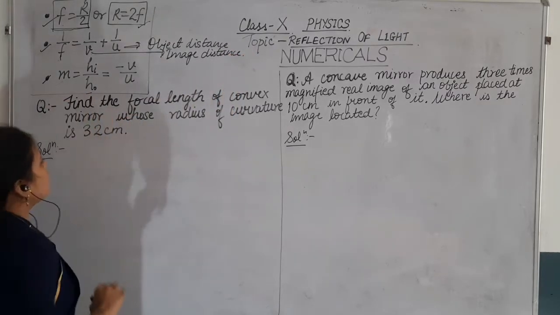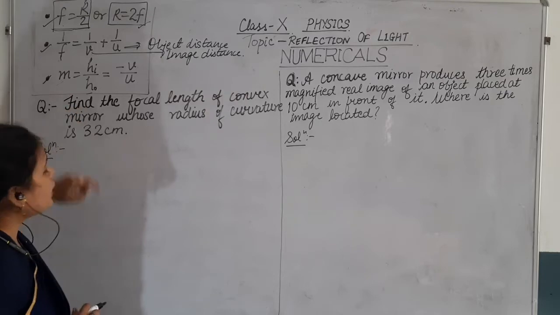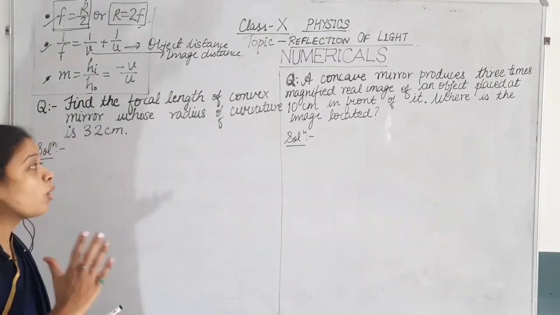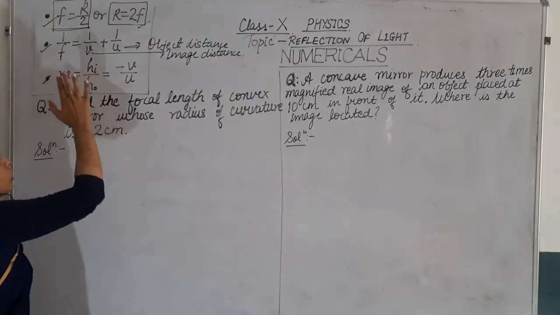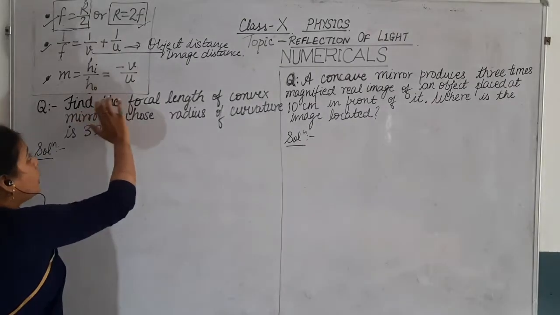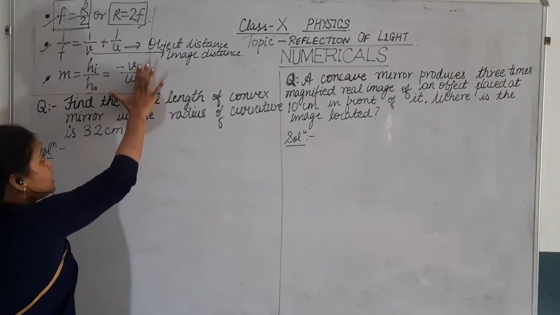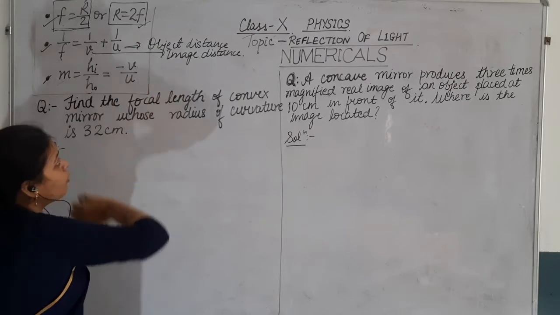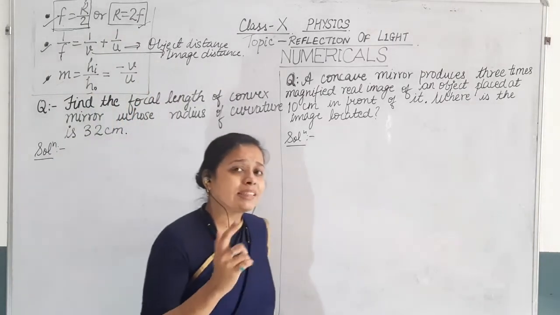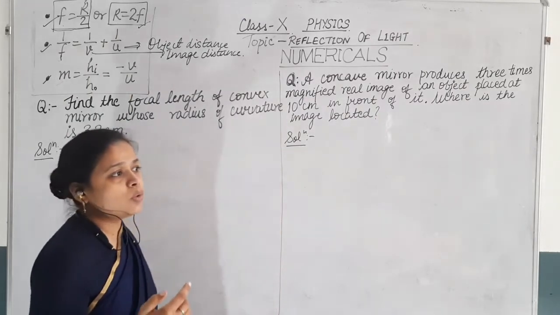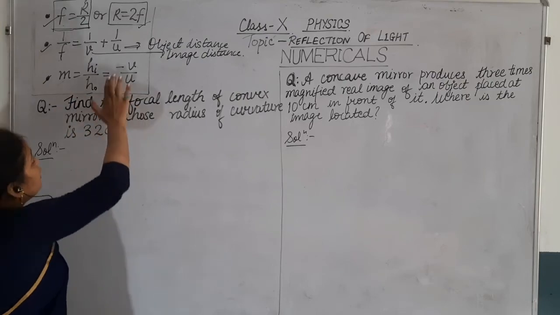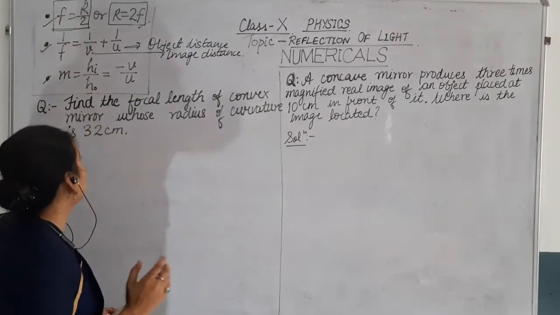And here is the magnification of a mirror, which is given as the ratio of size of an image upon size of an object, or it can also be written as height of an image upon height of an object. It is also equivalent to minus the ratio of distances, v by u. The negative sign here has been taken from the sign convention. When you learn the derivation of this relation, you will get more clarity.